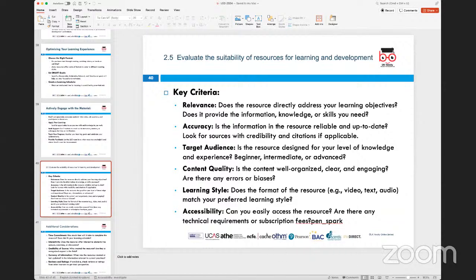I hope that's clear. Now, the last assessment criteria in this is evaluating the suitability of resources. The most important aspect is that whenever you are teaching something and providing resources to your learners, one of the most important things you have to look at is the suitability of resources. That means, are the resources fit for purpose?